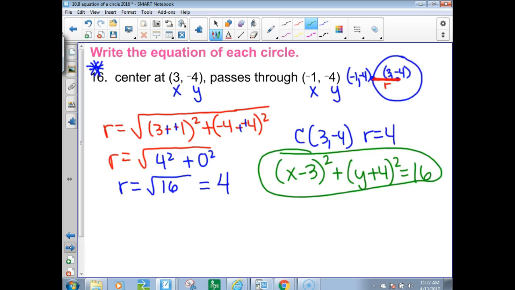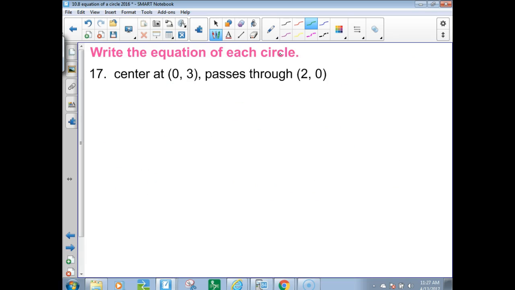Been a busy day. All right, write an equation of each circle. We have center (0, 3) and it passes through (2, 0). I don't need to draw the picture. I just need to know I have to find the distance from the center to the point on the circle to get the radius. So first step, subtract the x's.